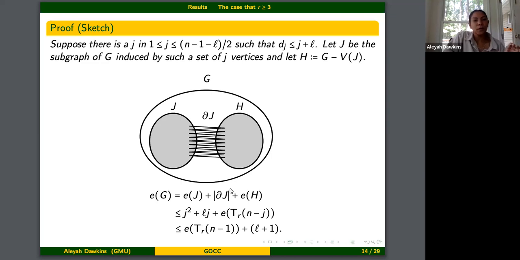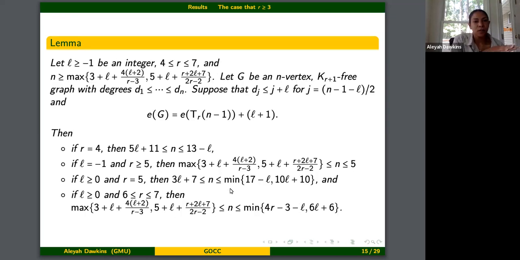Yeah, so next I will talk about the lemma that's going to allow us to say precisely when our extremal graph lives in either the G family or the H family. This lemma is telling us that for the case where j equals (n-1-L)/2, and we have equality, in the case that G lives in that H family, that can only happen when one of these 4 conditions is true. If r equals 4 and n is between 5L plus 11 and 13 minus L, or the other 3 that are listed there.